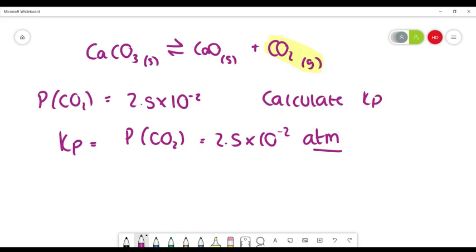That's it for Kp. It's pretty much exactly the same as Kc using partial pressures. The important things to remember are the formulas. So mole fraction is the moles of whatever you're trying to calculate over the total number of moles, and partial pressure is the mole fraction times by the total pressure.